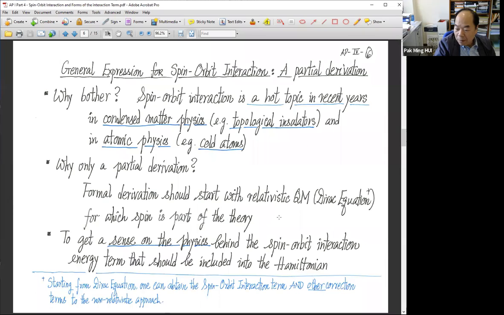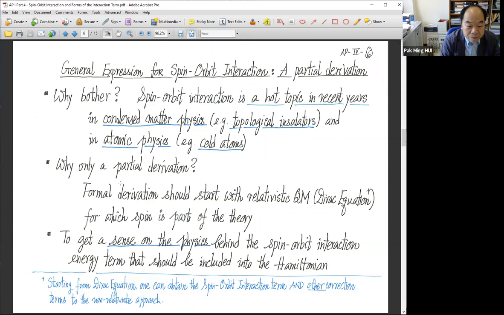Now we come to the meat of this part. The first thing I would like to do here is to find a full expression for this spin-orbit interaction term. For the reason that some of you may be doing some project later on more modern solid-state physics, condensed matter physics, or cold atom physics, you really need this term very often in your work.